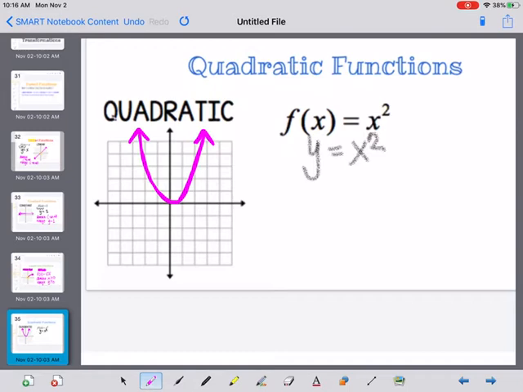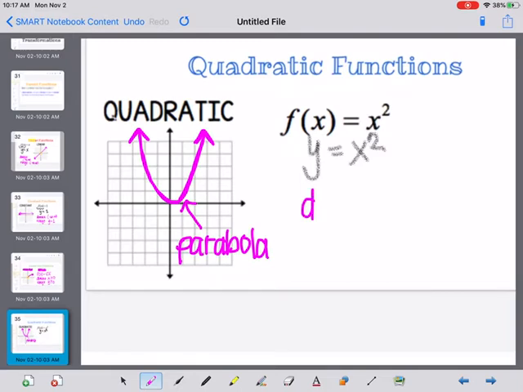There's a name for this. This is called a parabola. You're going to have to know that, a parabola. And that's that U-shaped horseshoe-looking type of graph. And anytime your equation starts with x squared, you're going to notice that you're going to have that U-shaped graph.